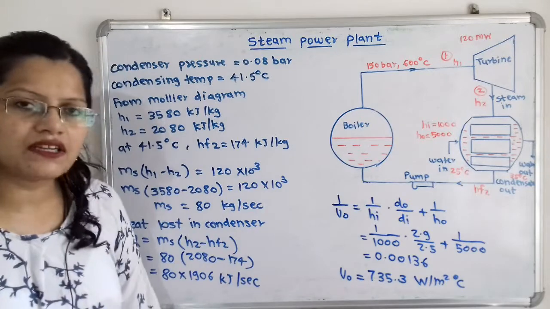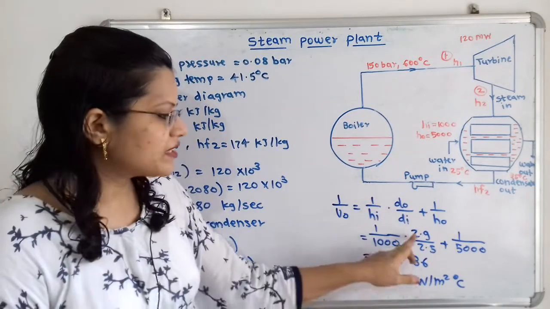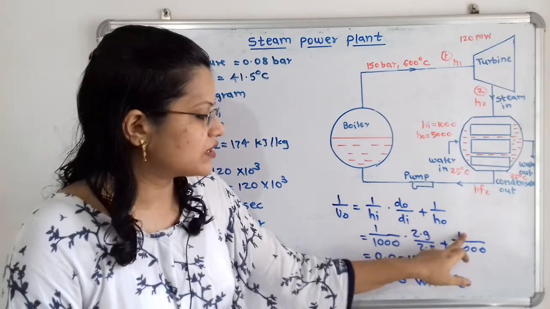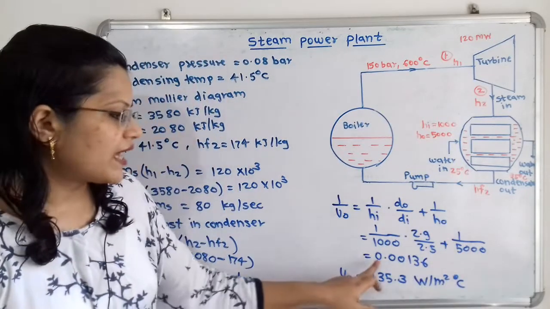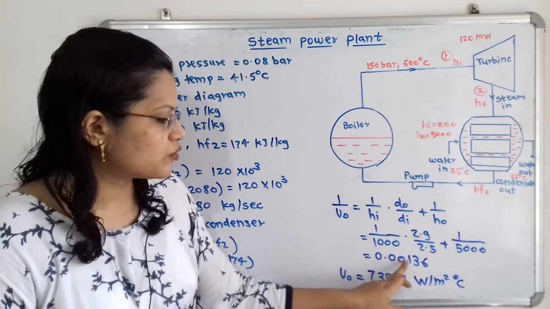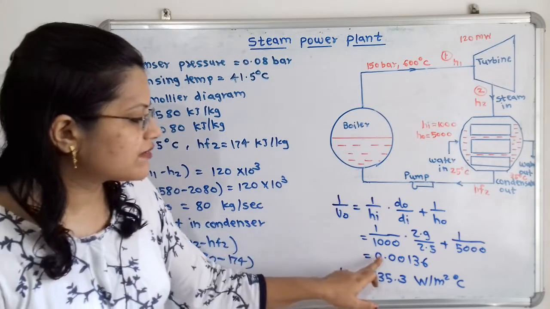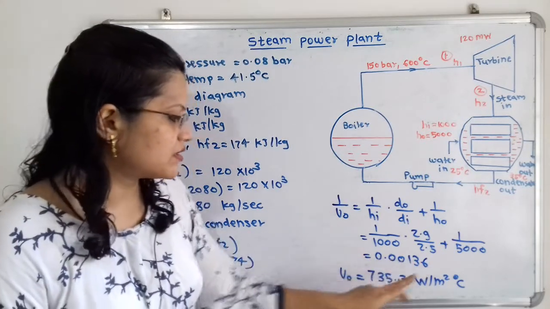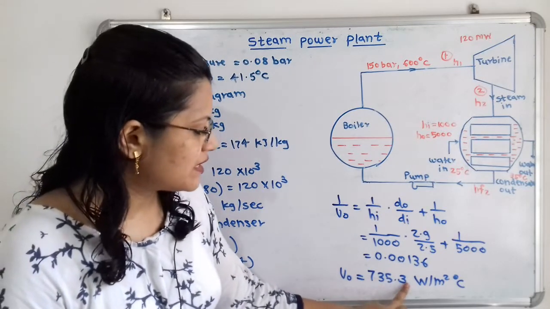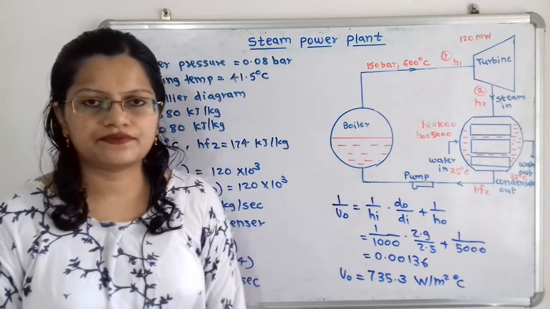The standard unit is meter, but here centimeter is getting cancelled. So we will write 2.9 by 2.5, plus 1 by Ho, that is 1 by 5000. When we solve all this, we will get 1 upon Uo is equal to 0.00136. Therefore Uo is equal to 730.3 watt per meter square degree Celsius.